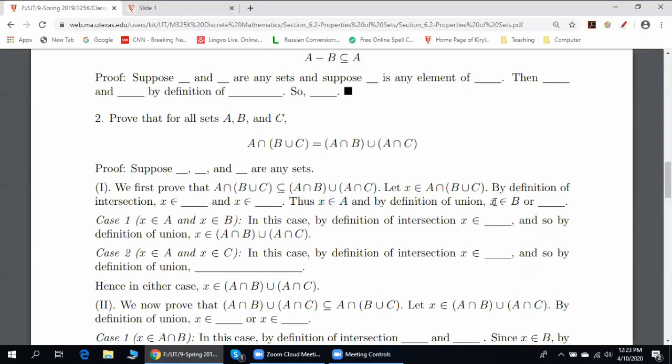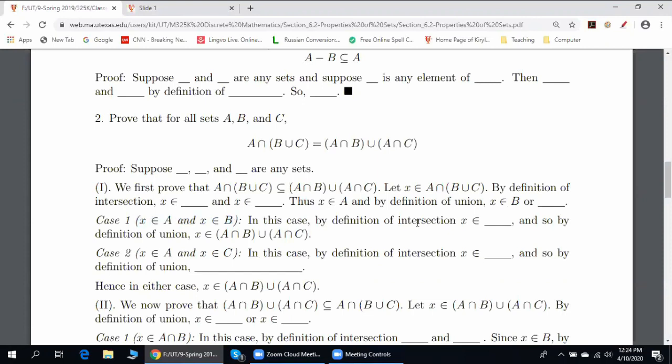And then we have X's from either B or C. Let us consider these two cases. Suppose X is from A and X is from B. Then we will consider the case X is from A and X is from C. So once again, case one, X is from A and X is from B.